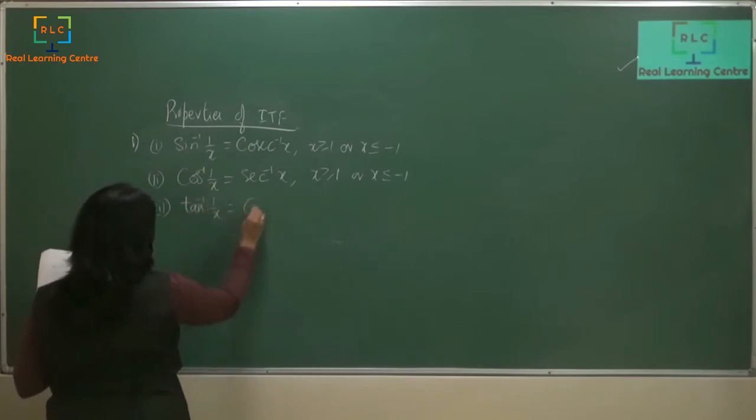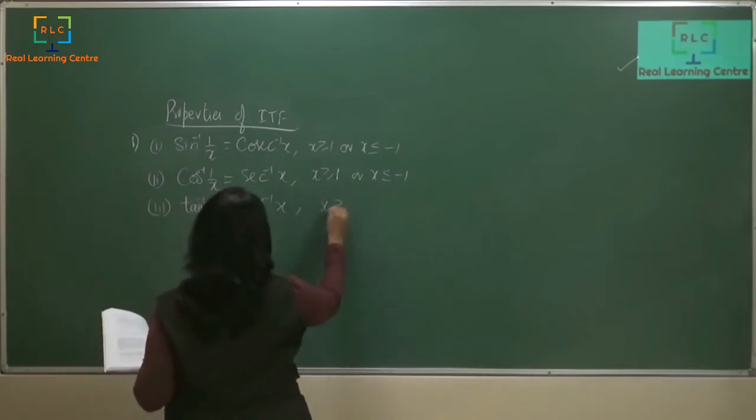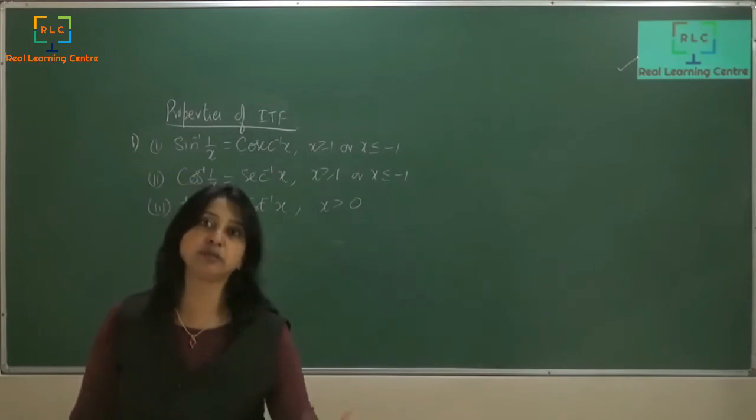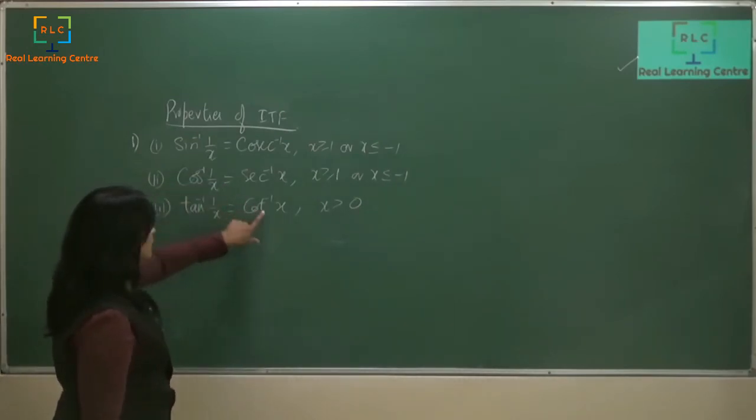I think the next one you should be able to gauge by yourself, which will be cot inverse of x, and for this x is greater than 0. We never say equal to 0 because it will become 90 degrees. So, tan inverse of 1/x is equal to cot inverse x.